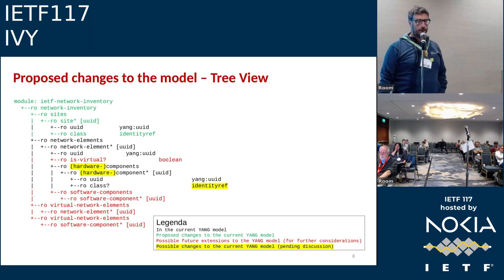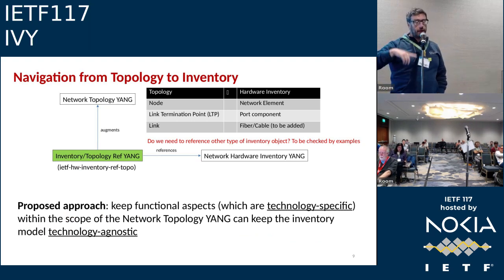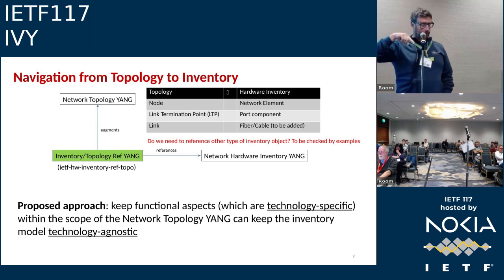Okay, next slide. Another important design characteristic of our model in our draft is the navigation from the inventory to the topology. So we added a new module which allows us to navigate, for example, between a node in the topology and a network element in the inventory, between an LTP in the topology and the port component that supports that LTP in inventory. In the future, we plan to add fiber and cables, which we have not yet done, and then we can have a navigation between the link in the topology and the cable that supports this link.